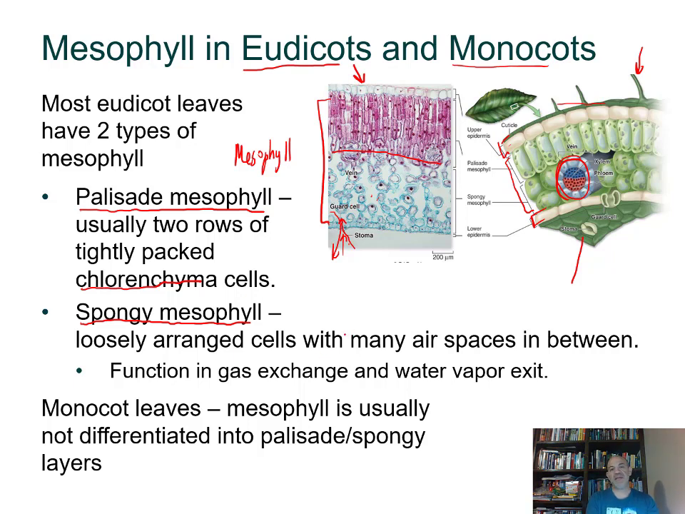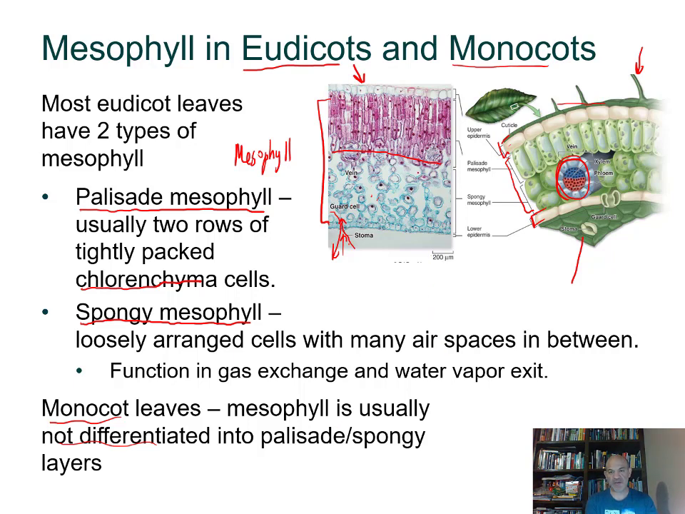Same idea there. That's how you can tell a eudicot, because a monocot doesn't really have the palisade mesophyll. It's going to look more or less like spongy mesophyll throughout. Here it mentions how the monocot leaf is not really differentiated into palisade or spongy. It's just going to look the same there.